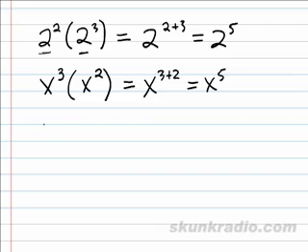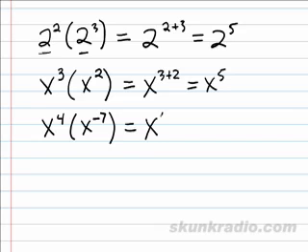How about x to the fourth multiplied by x to the minus seventh? And notice that you can have negative numbers for your exponents. So there's really nothing tricky about this. We just have to follow the first law of exponents. This becomes x to the 4 plus minus 7, which is written just as minus 7. And that becomes x to the minus third.